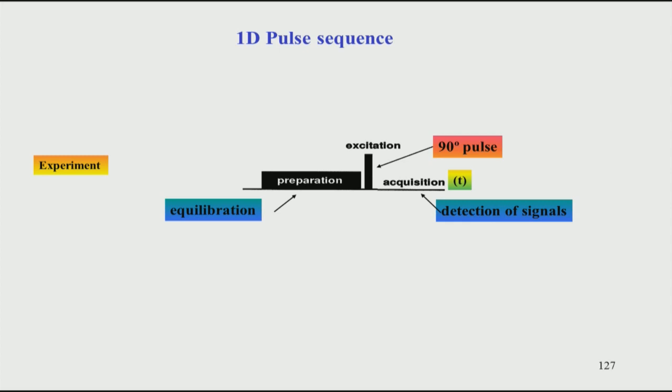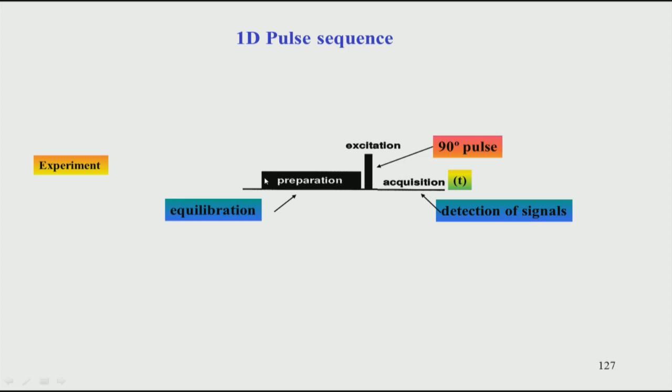So, it looks like this. You have basically an excitation pulse, and you apply, let us say, a 90-degree pulse. Immediately after the pulse the signal starts coming, the relaxation starts. Remember, this is what we saw in the previous class, and that is how we detect the signals. But what happens before the pulse?